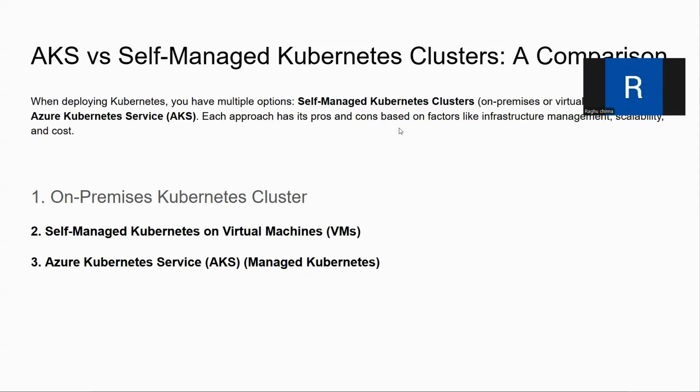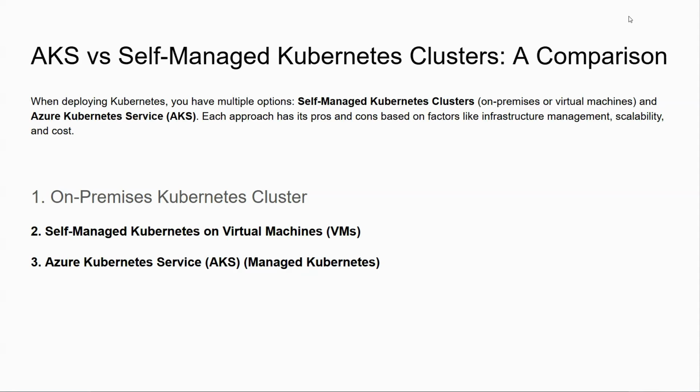In this video, we are going to discuss AKS versus self-managed Kubernetes clusters. So we'll see the comparison between AKS, Azure Kubernetes Service, versus self-managed Kubernetes clusters. When deploying Kubernetes, you have multiple options: self-managed Kubernetes clusters, on-premises or on virtual machines, and Azure Kubernetes Service. Each approach has its pros and cons based on factors like infrastructure management, scalability, and cost.